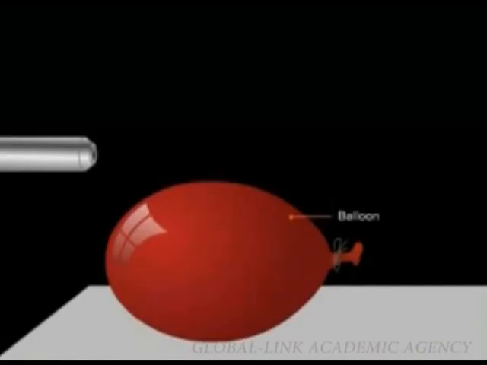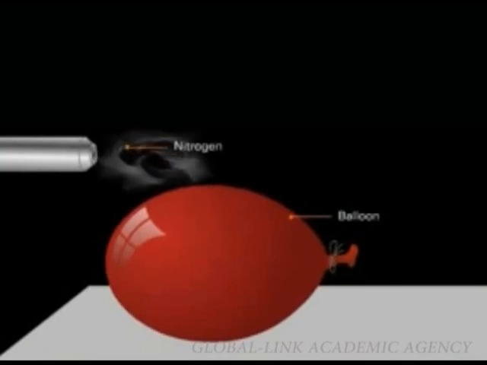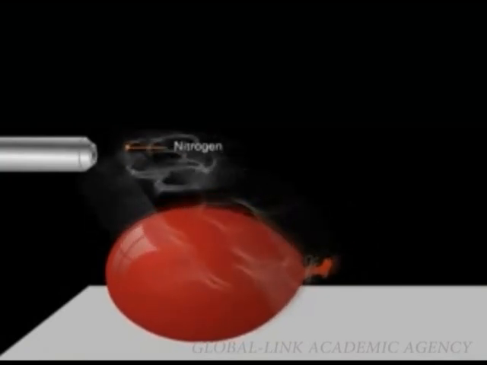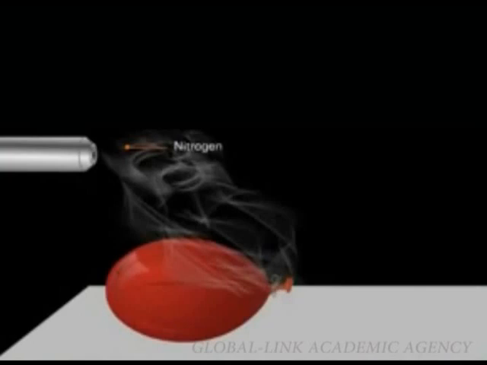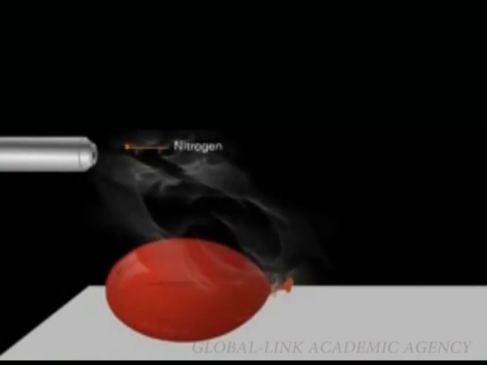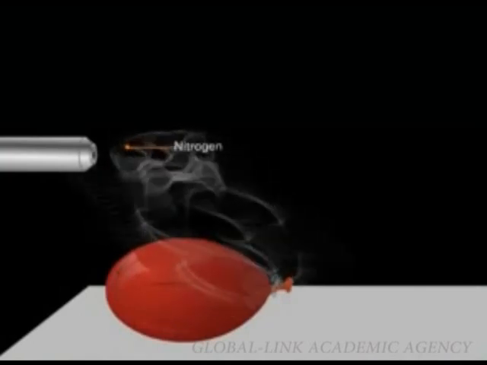Second law, Charles' law. Charles' law deals with the relationship between temperature and volume of a gas at fixed pressure. Consider an inflated balloon at room temperature. When liquid nitrogen at negative 200 degrees Celsius is poured on its surface, it cools the air inside the balloon, which consequently decreases in volume.